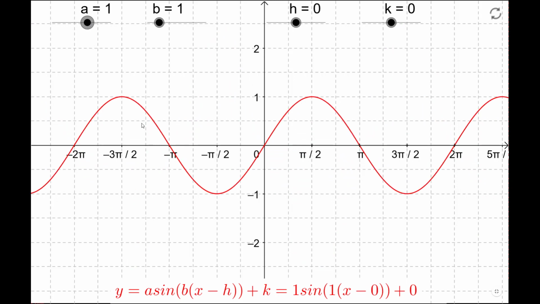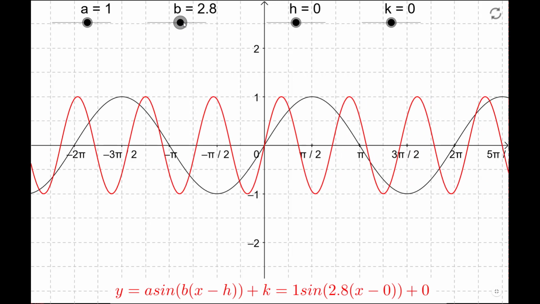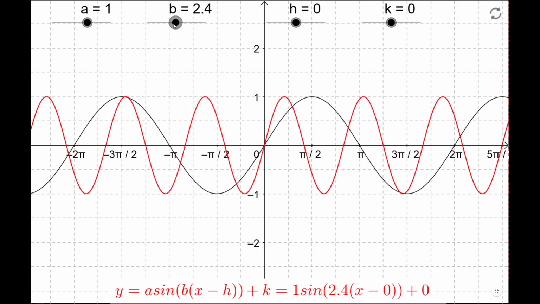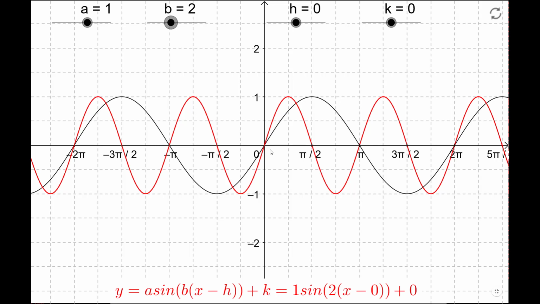Okay, so what does B do to the graph? A makes it taller or shorter or reflects it. What does B do to the graph? As B gets bigger, what's happening? Let me put B at 2. Normally, one period of the graph starts at 0, goes up, down, and back to the x-axis between 0 and 2 pi. If B is 2, what does the red graph do? It starts at 0, goes up, down, and back to the x-axis, but it does it all between 0 and pi. So it's actually shrunk. It's made the period shorter.